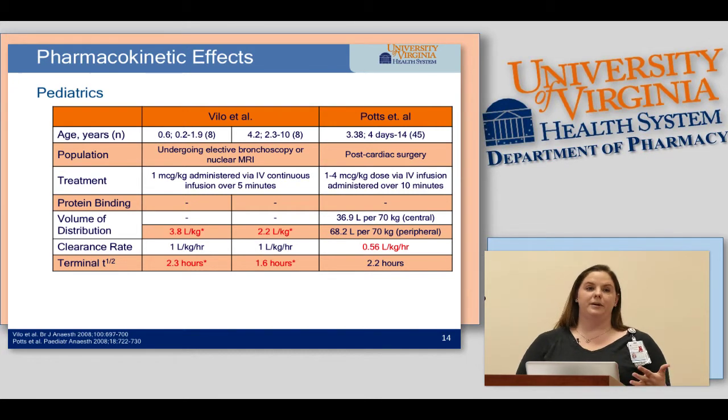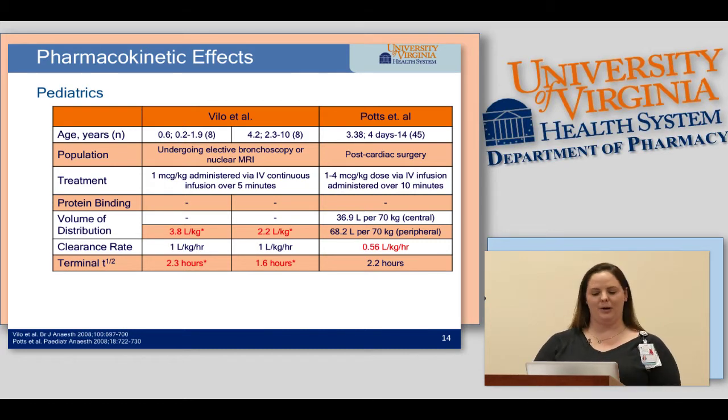Potts et al. looked at a very specific patient population. They were looking at patients that were post-cardiac surgery. These patients received a very similar dose of 1 mic per kilo over 10 minutes. Clearance rates in this study, as you can see, were a little bit different at 0.56 liters per kilo per hour.